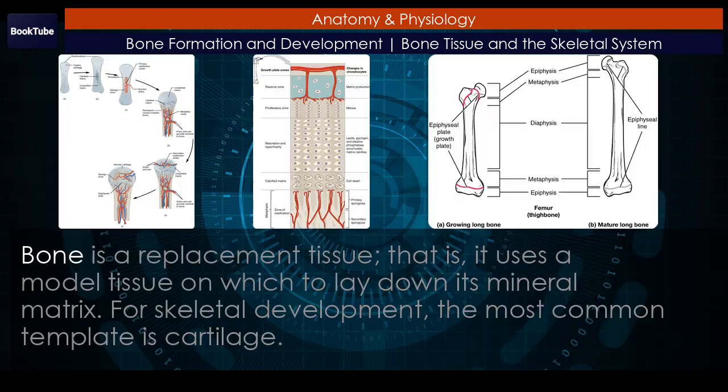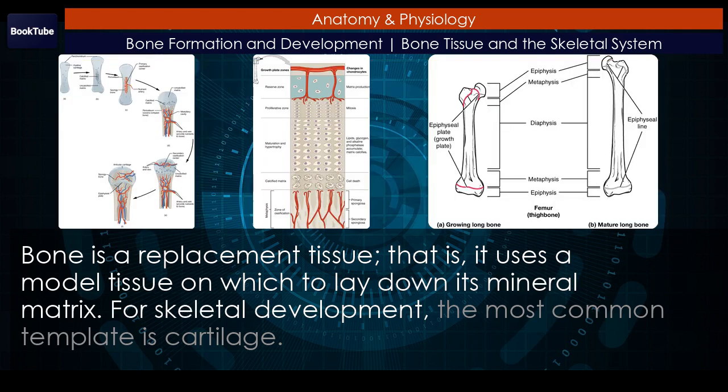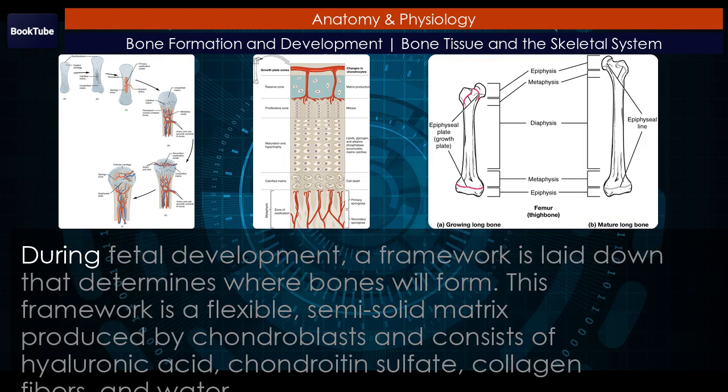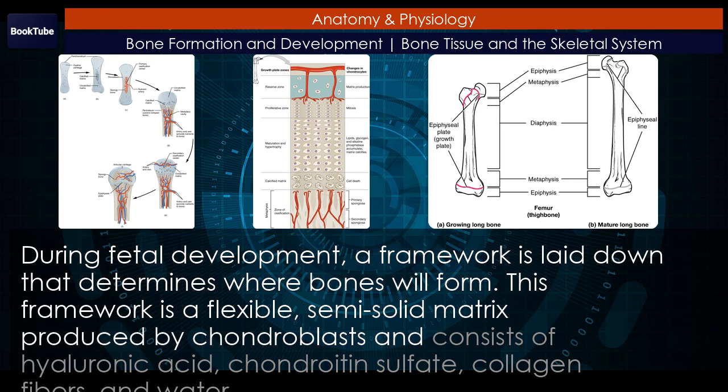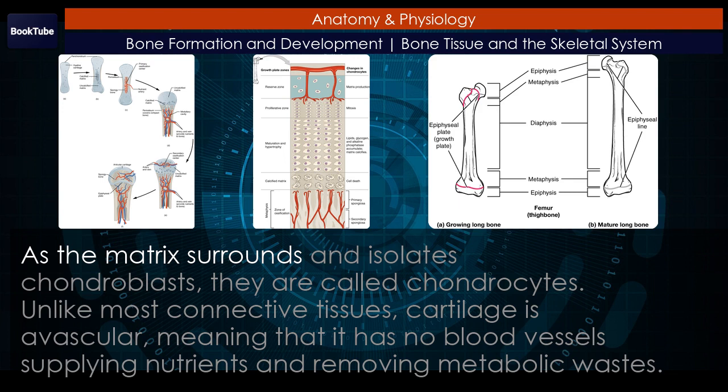Cartilage templates. Bone is a replacement tissue. That is, it uses a model tissue on which to lay down its mineral matrix. For skeletal development, the most common template is cartilage. During fetal development, a framework is laid down that determines where bones will form. This framework is a flexible, semi-solid matrix produced by chondroblasts and consists of hyaluronic acid, chondroitin sulfate, collagen fibers, and water. As the matrix surrounds and isolates chondroblasts, they are called chondrocytes.